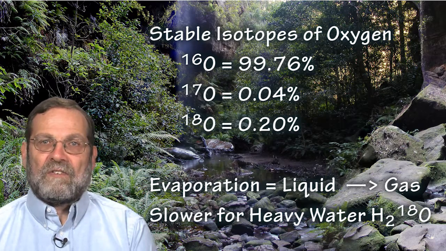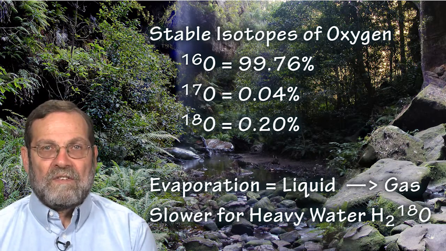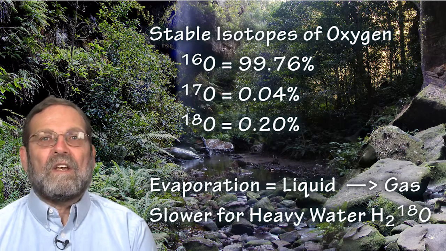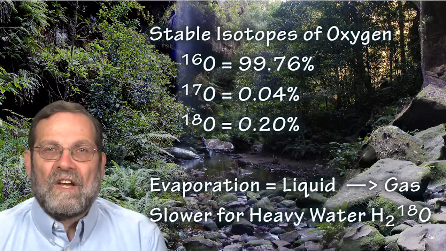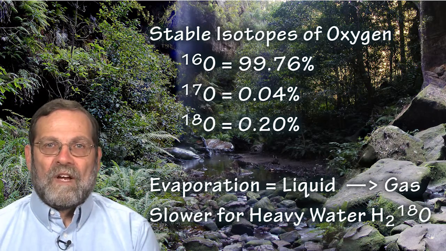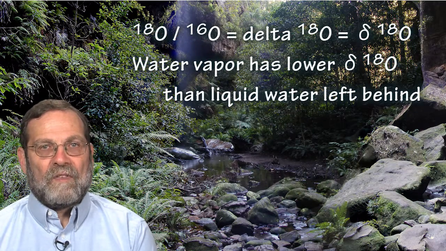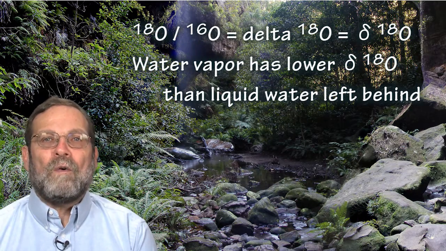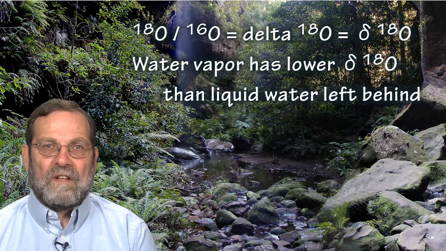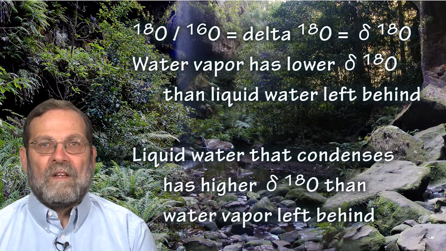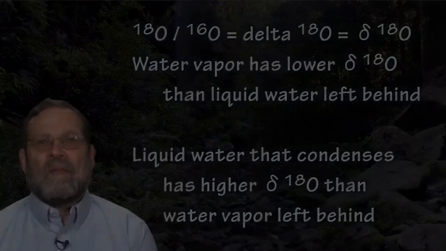Oxygen-16, which is 99.76% of all oxygen, oxygen-17, which is 0.04%, and oxygen-18, which is 0.2%. Water that has the light oxygen isotope is more likely to evaporate than water that has the heavy isotope. Water vapor thus has a lower ratio of O18 to O16, the delta O18, than the liquid water left behind. Conversely, heavy water is more likely to condense than light water.